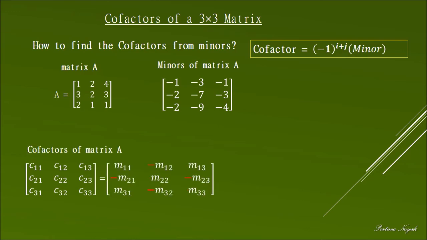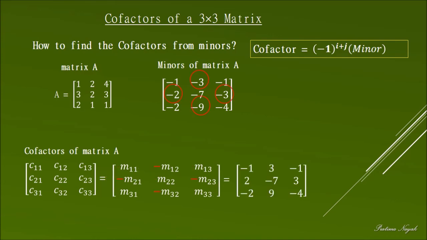I hope you can correlate now. So C11 will be same as M11, but C12 will be the opposite of minor 12. C13 will be same as M13. C21 will be opposite of M21. C22 will be same as M22. C23 will be negative of minor 23. Cofactor 31 will be same as minor 31. Cofactor 32 will be negative of minor 32, and cofactor C33 will be same as minor 33.